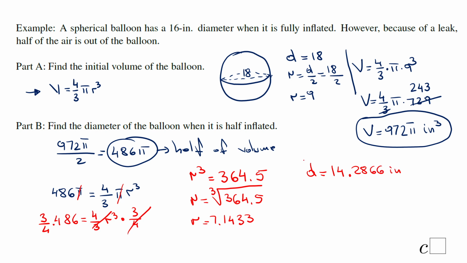And that's it. I think this one makes sense. The diameter is less than the original one, not like in the beginning. And that's it for this example.